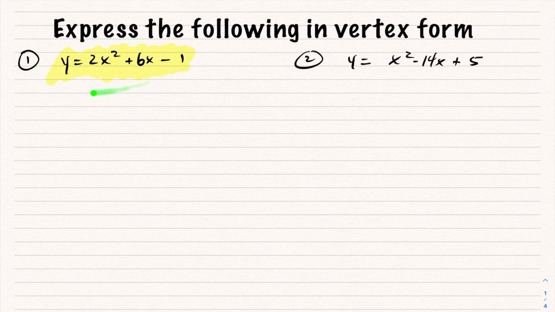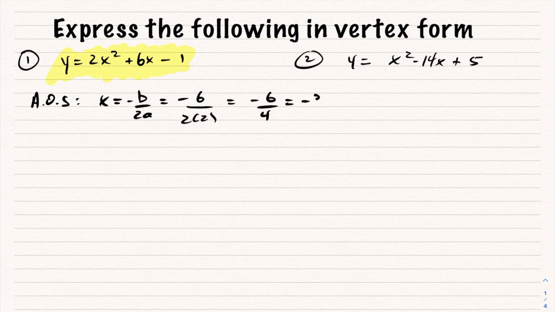But instead of completing the square to put this in vertex form, what I can do is say, okay, my axis of symmetry is going to be x equals negative b over 2a. My b value here is 6, so this will be negative 6 over 2 times 2, which is negative 6 over 4, which is minus 3 over 2. So that means the axis of symmetry of this quadratic is minus 3 over 2.